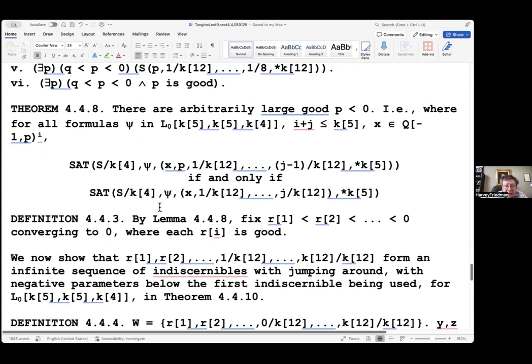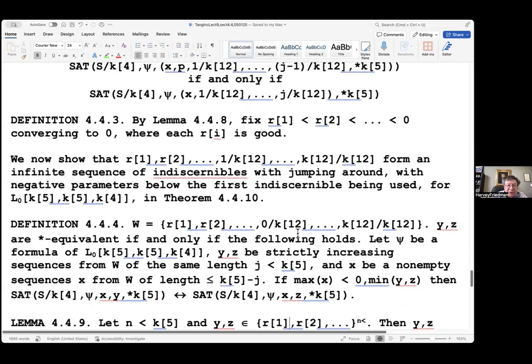So now, because we have arbitrarily large negative good, we fix them, R1, R2, R3, and so on, to be an infinite sequence of negative goods with sup 0, converging to 0. Okay.